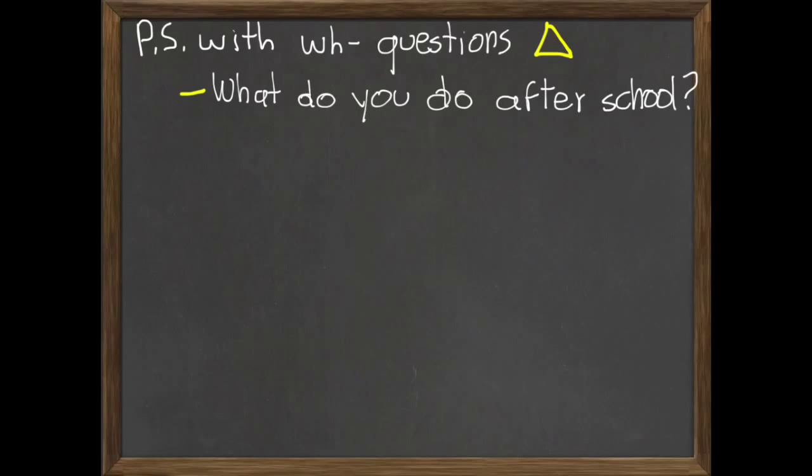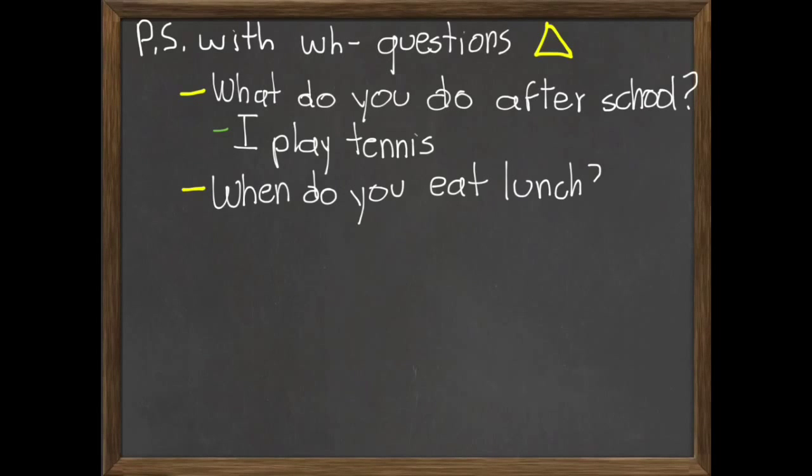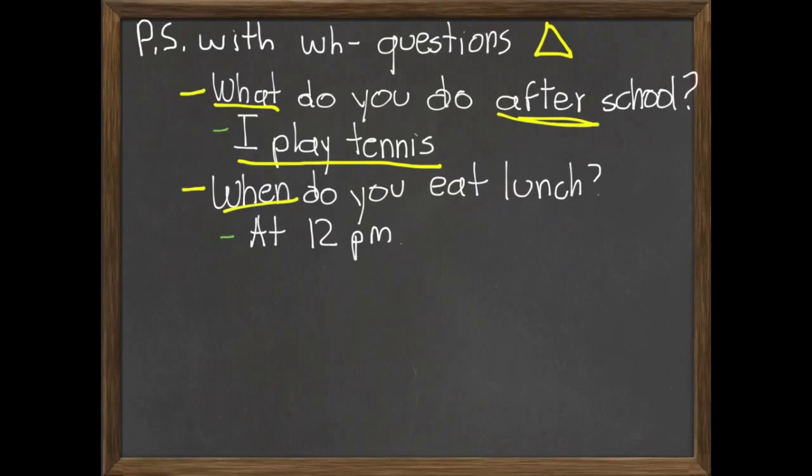For example, what do you do after school? Well, I play tennis, could be an answer. When do you eat lunch? At 12 p.m. As you see, these answers are specific. Here, what is asking for an activity, and when is asking for a time. What do you do after school? I play tennis after school. When do you eat lunch? I eat lunch at 12 p.m. or midday.